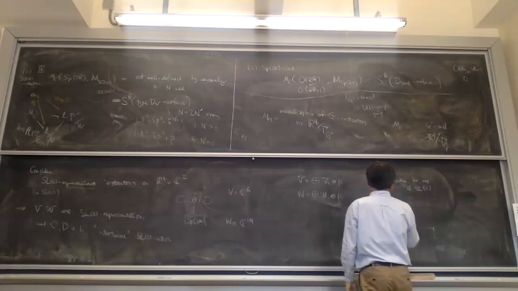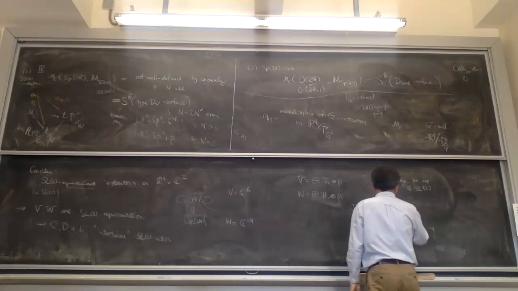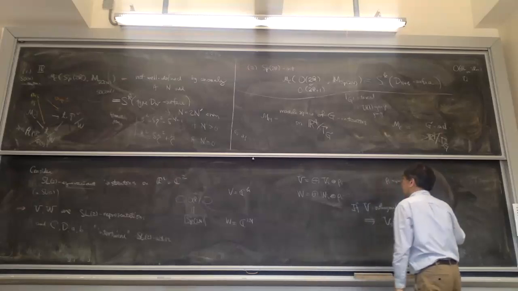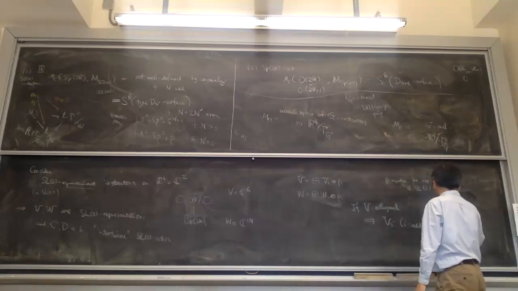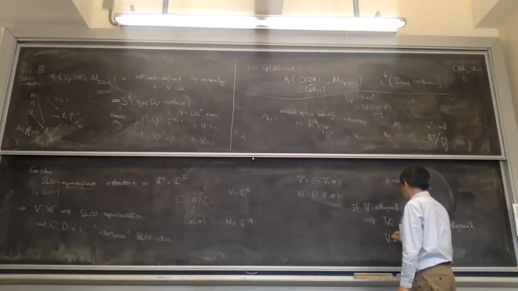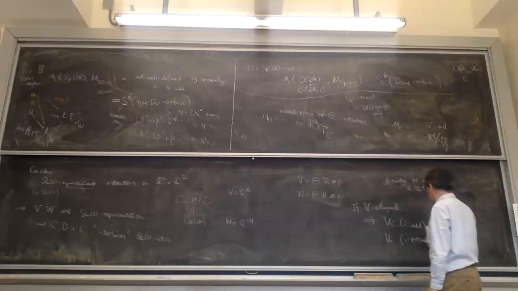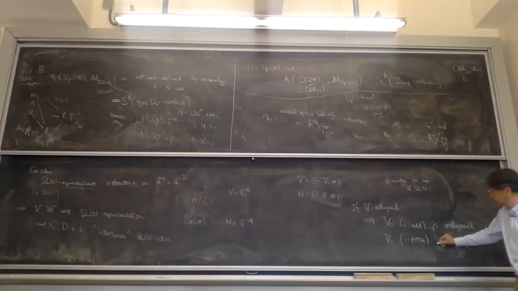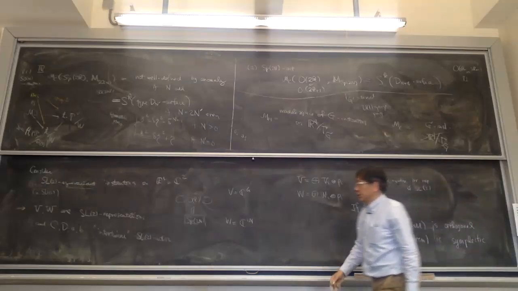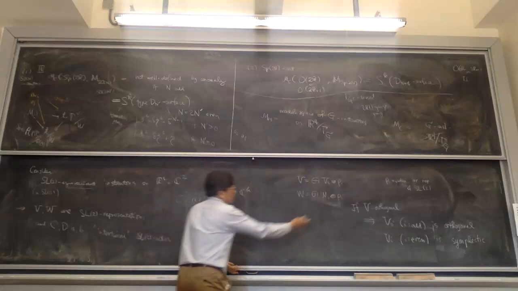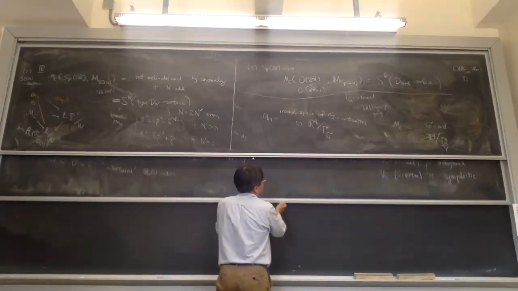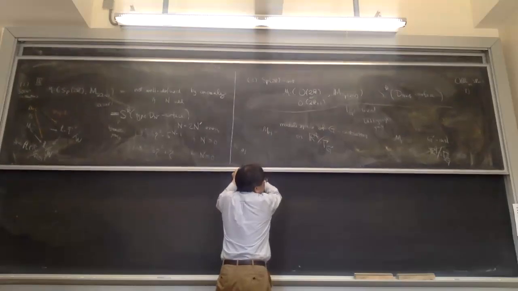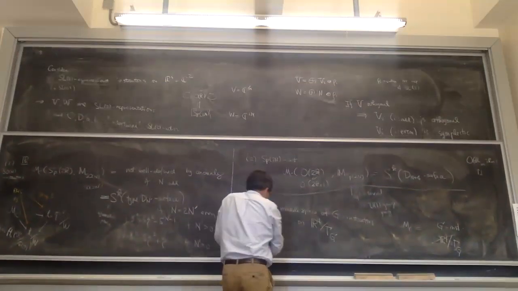I hope I am correct. So Vi for I odd is orthogonal, and Vi for I even is symplectic. Right? And similarly for the Wi's. So you have orthogonal and symplectic alternately.